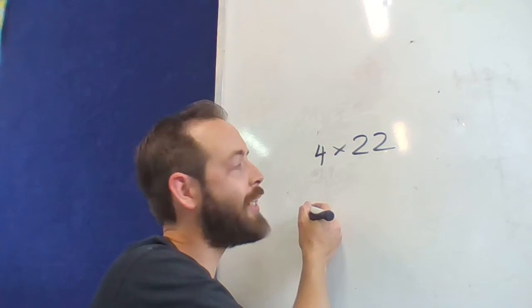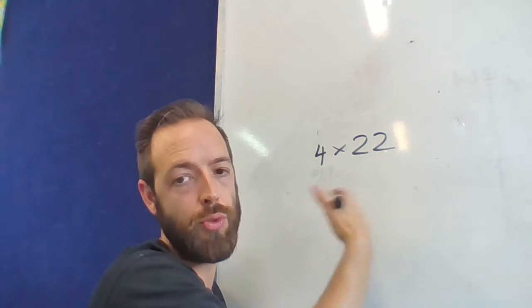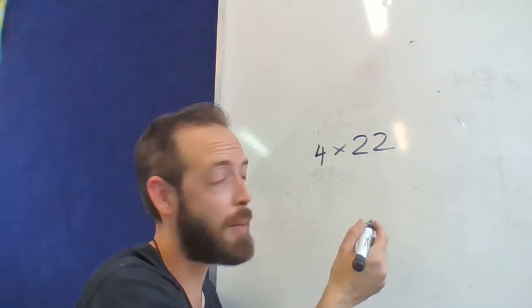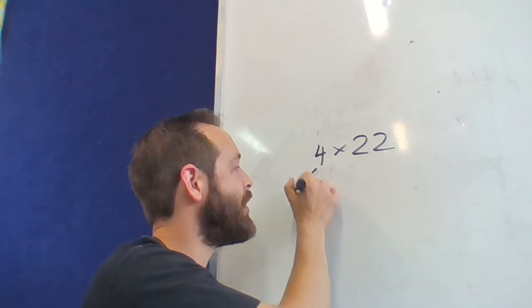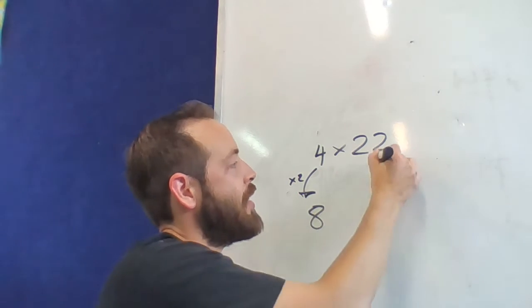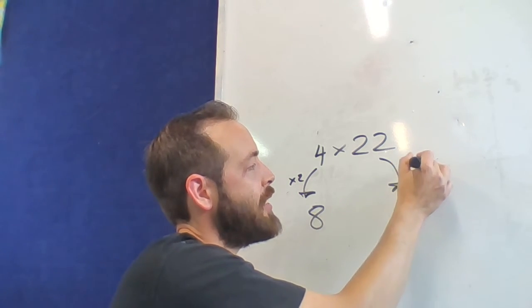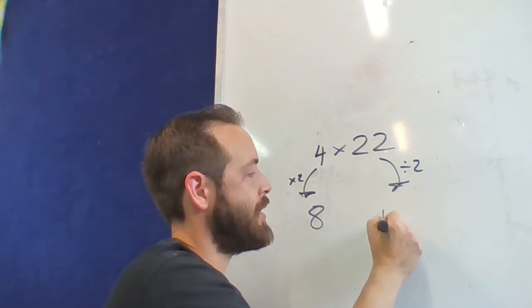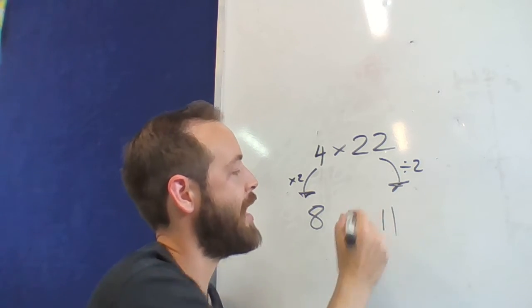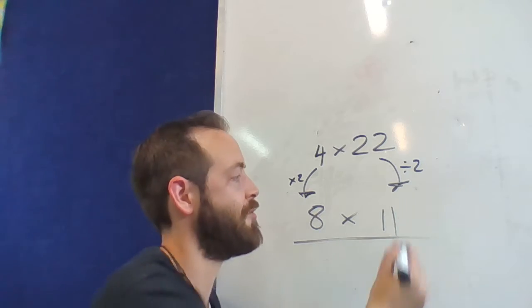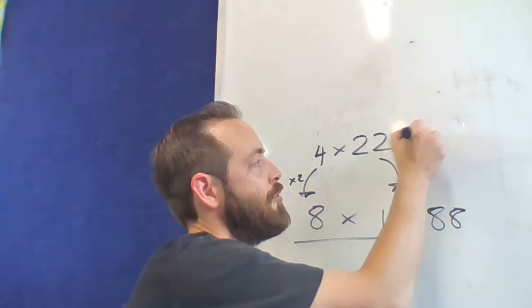Whatever I do to one side of the equation, I need to do the reverse on the other. So hence the name doubling and halving. I double one side and get 8, and I divide the other side by 2, and I get 11. And then what I'm left with is a problem that's familiar to me and a lot easier to solve.